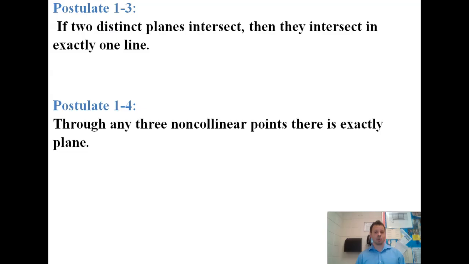Next set of postulates deal with planes. The third one is if 2 distinct planes intersect, then they intersect in exactly 1 line. Now I'm not going to try to draw this for you, but we'll describe what's happening here.